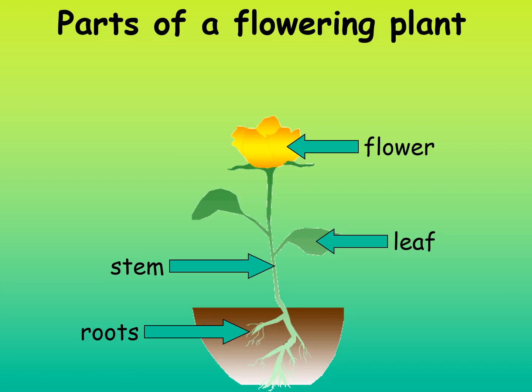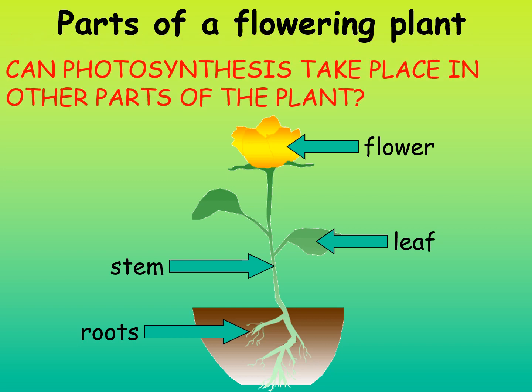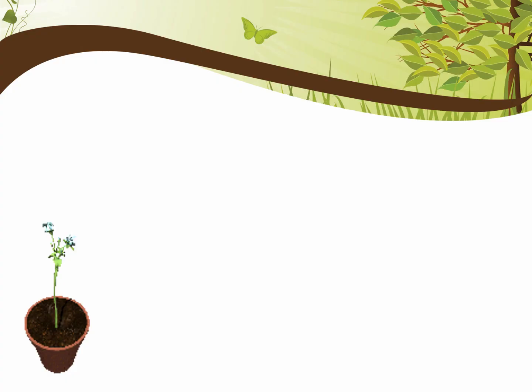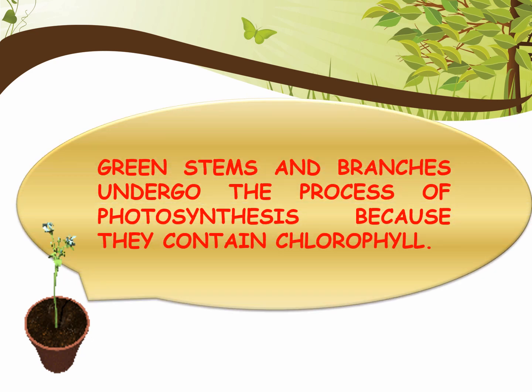I want to ask you a question. Can photosynthesis take place in other parts of the plant? Yes. Green stems and branches of the plants can also undergo the process of photosynthesis because these green parts also contain chlorophyll.